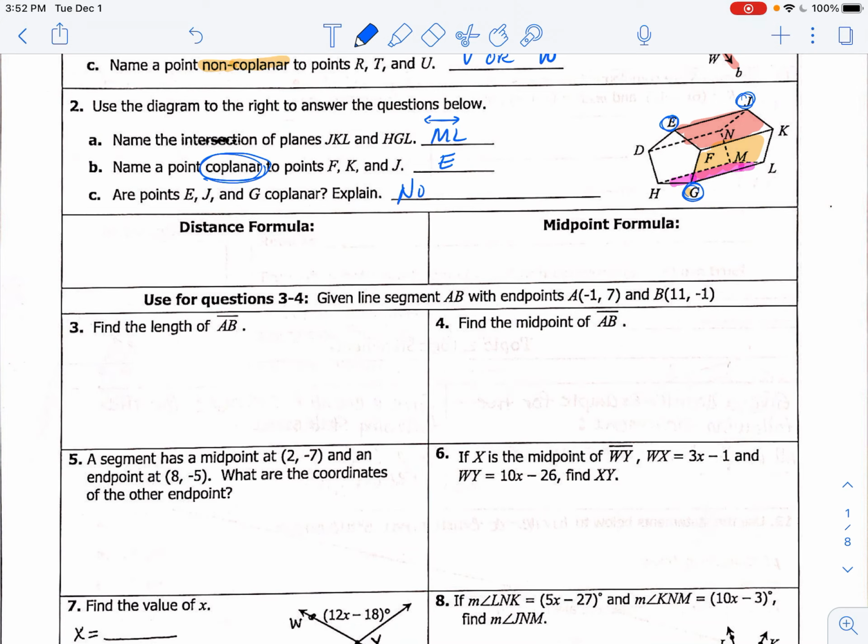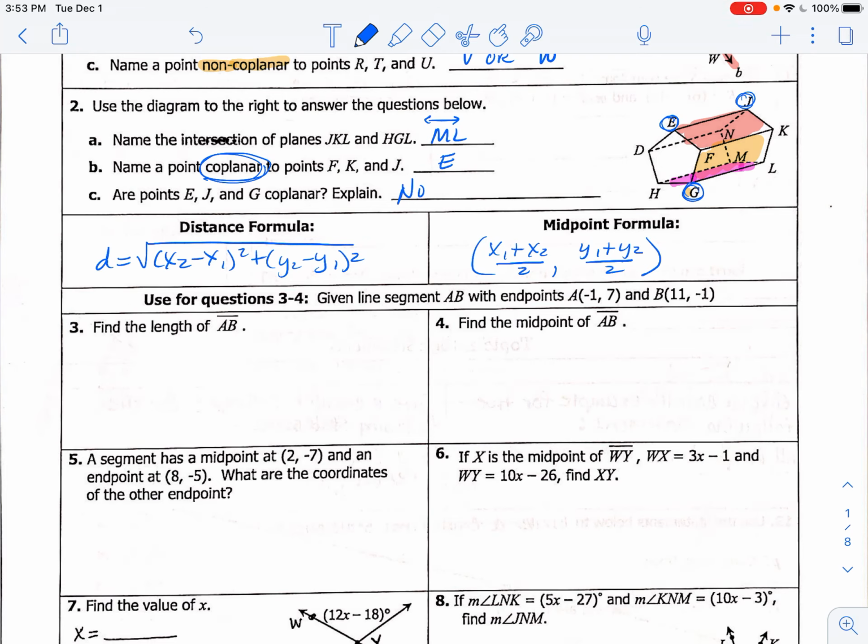All right, so distance formula. Distance is equal to the square root of x2 minus x1 squared plus y2 minus y1 squared. Midpoint formula, we add the x's, divide by 2, and we add the y's, and we divide by 2. That'll give us the middle point of 2 points. Used for questions 3 and 4, given line segment AB with these endpoints.